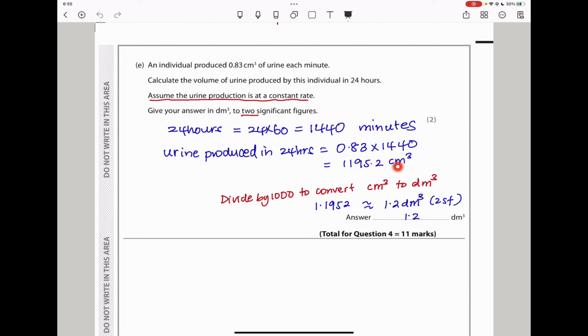Now to convert this to decimeters cubed, I had to divide by 1,000. So divide that by 1,000, we get 1.1952, which is approximated to 1.2. Because they say two significant figures, it will be 1.2 decimeters cubed. And that will be our answer.